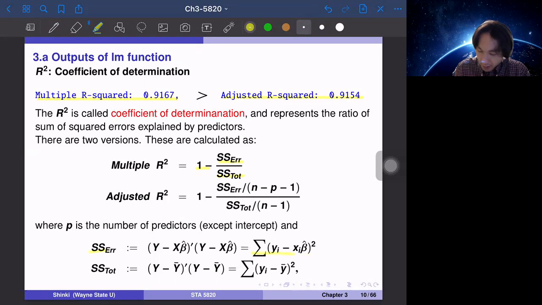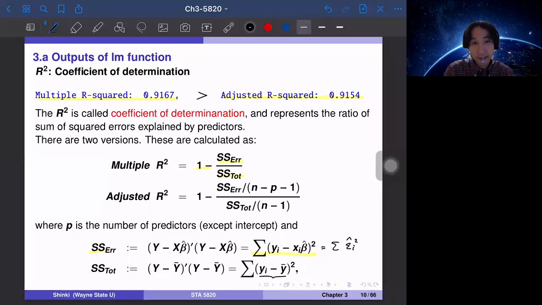SS error is basically the error size, so it is the summation of epsilon i hat squared. And SS total is the total variation, so the sum of yi minus y bar squared. Y bar is just the average of the response, and yi is each response. So it is all the variation in the response. And SS error is the residuals, the part which is not explained by the model.